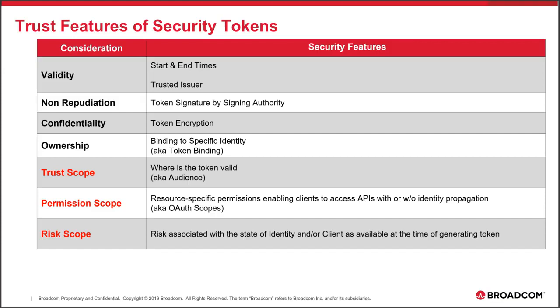And then finally, which is really new because of zero trust, is the risk scope, right? The risk scope is basically associated with the state, a sign reflecting the state of identity, right? Was the identity risky?